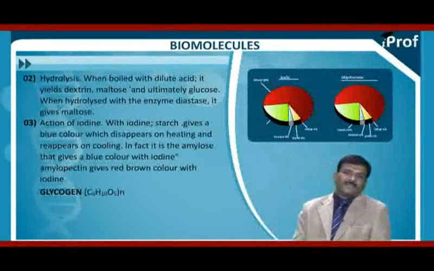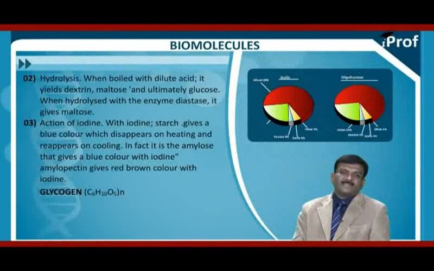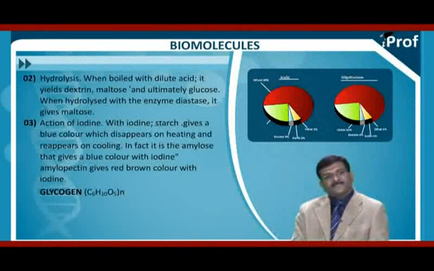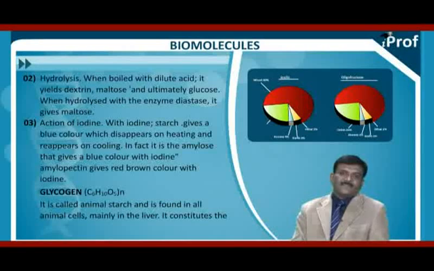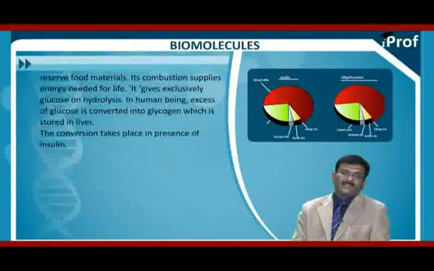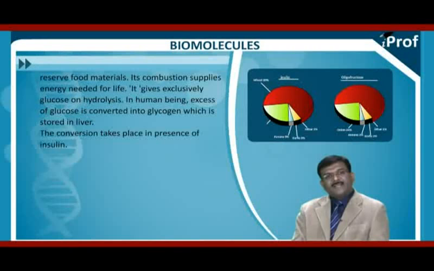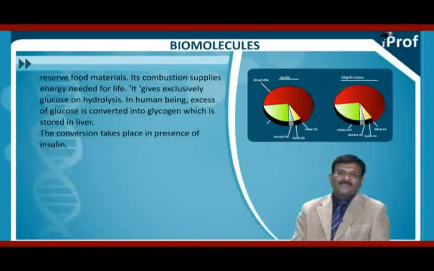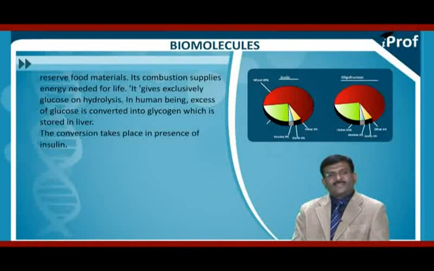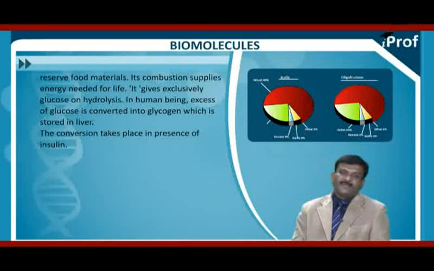The next type of sugar is glycogen. The formula is (C6H10O5)n. It is called animal starch and is found in all animal cells, mainly in the liver cells. It constitutes the reserve food materials. Its combustion supplies energy needed for life. It gives exclusively glucose on hydrolysis. In human beings, excess of glucose is converted into glycogen, which is stored in the liver. The conversion takes place in presence of insulin.